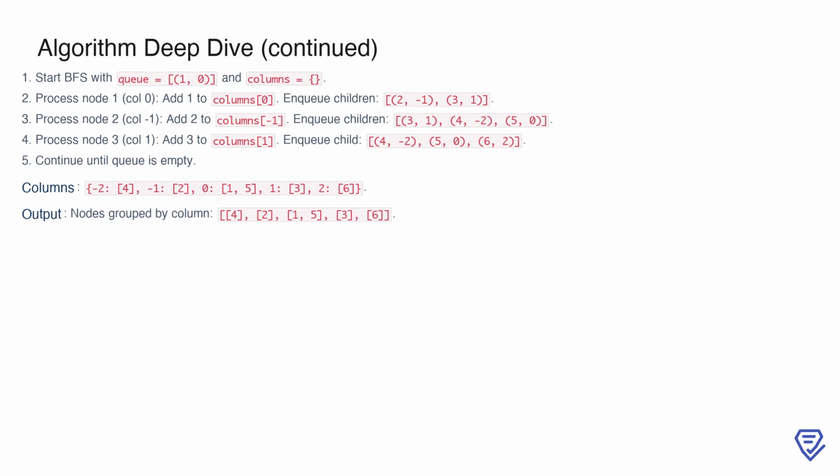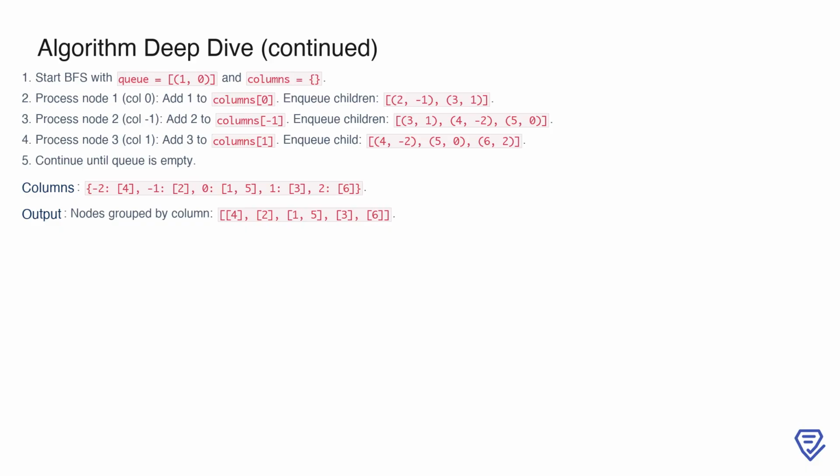Next, we process node 2, adding its value to column -1 and enqueuing its children, node 4 at column -2 and node 5 at column 0. Moving on to node 3, we add its value to column 1 and enqueue its child, node 6 at column 2. This process continues until the queue is empty.